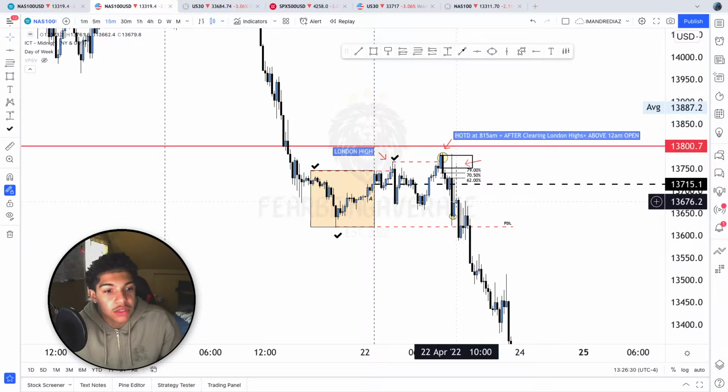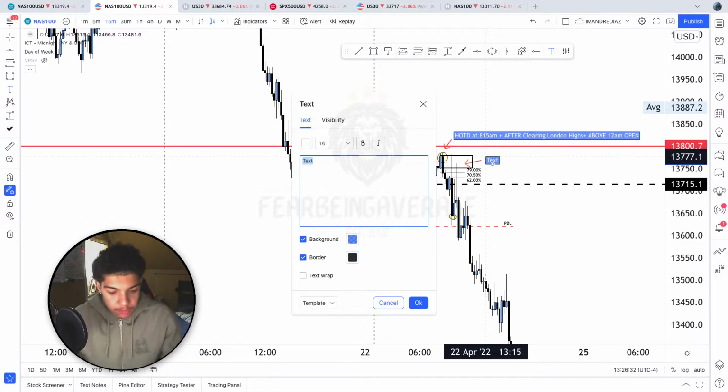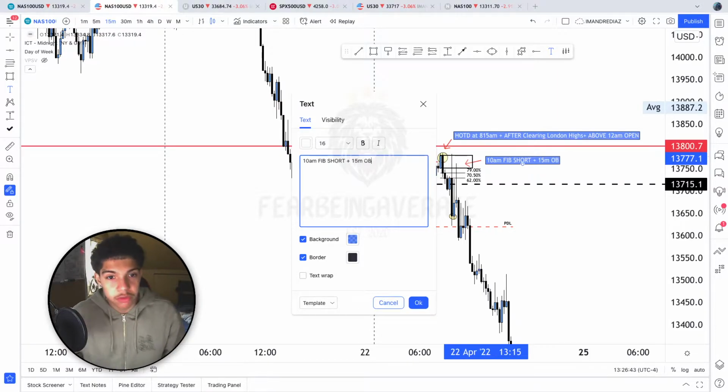So right at what time was this? At 10 o'clock. So at 10 a.m. we had the fib short that we drew from that high to this short-term low. We had the fib short along with that 15-minute order block rejection.